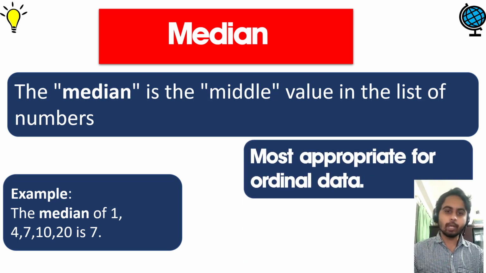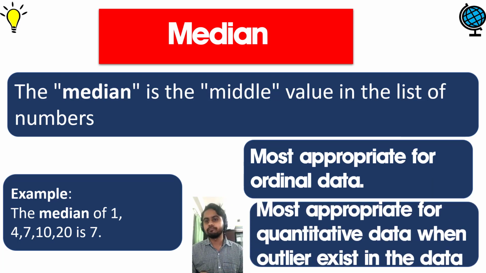Now, this is most appropriate for ordinal data. It doesn't mean that it cannot be used for quantitative data. It's also appropriate for quantitative data, but the most appropriate use of median is for ordinal data, which, as I said, is a categorical variable. Okay, and this is most appropriate for quantitative data when an outlier exists in the data.